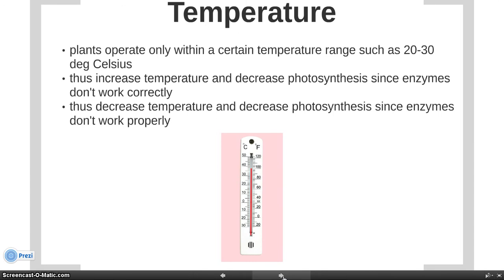If you think about it, in a desert, do you see a lot of plants? No, it's too hot. They can't go through the process. Opposite, if the temperature decreases, photosynthesis also decreases. Well, Antarctica, are there any plants there? No, it's too cold. It can't work. It won't function properly.